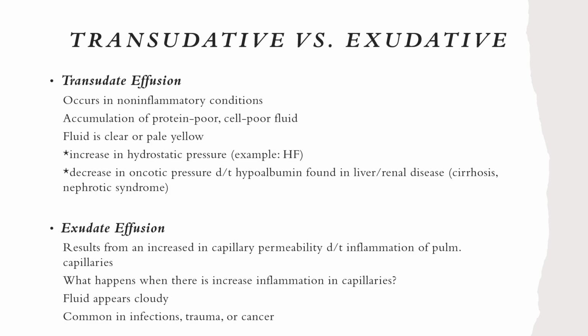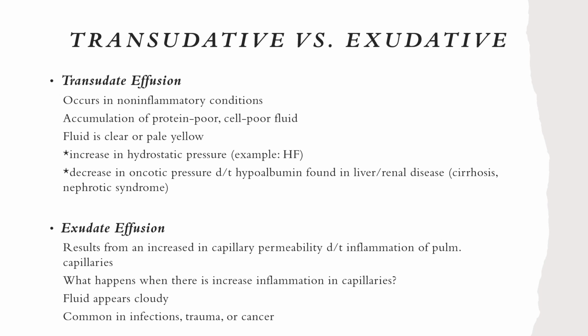So we're going to talk about two types of pleural effusions. There is transudative effusions and exudative effusions. So in transudate, we have an effusion that occurs in non-inflammatory conditions. This involves an accumulation of protein poor, cell poor fluid. So think about that. We're thinking about protein. Okay, that's reminding us that's probably talking about albumin. So we're going to have issues with albumin, lower albumin.